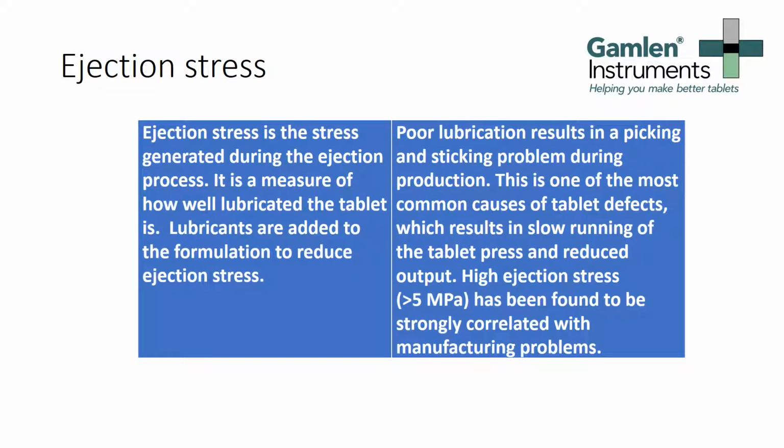Ejection stress is the stress generated during the ejection event. It is a measure of how well lubricated the tablet is. Lubricants are added to the formulation to reduce ejection stress. Poor lubrication results in picking and sticking problems during production. This is one of the most common tablet defects, which results in slow running of the tablet press and reduced output. High ejection stress, more than 5 megapascals, has been found to be strongly correlated with manufacturing problems.